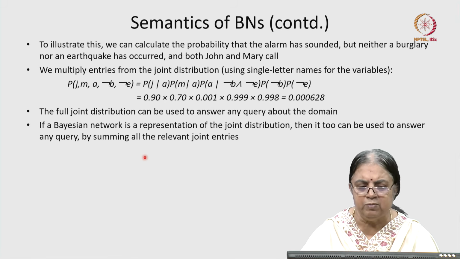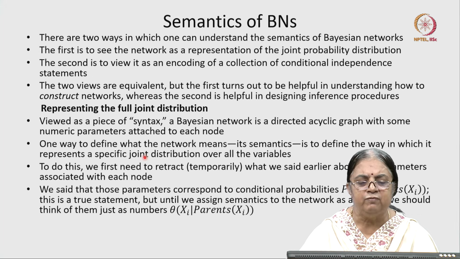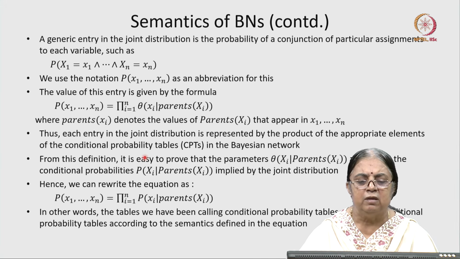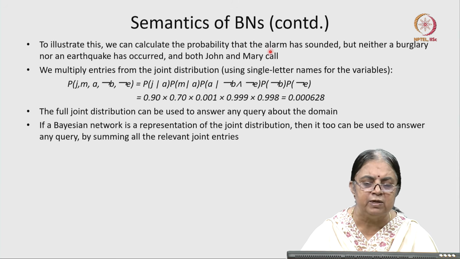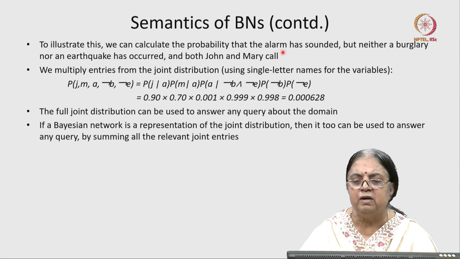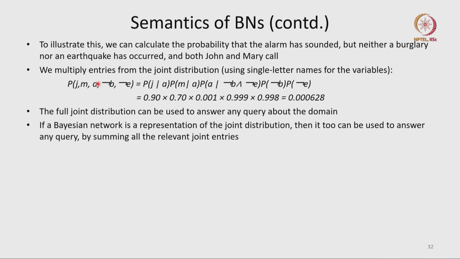So, how do we find any probability that we want using this Bayesian network that we are talking about? Suppose we want to calculate the probability that the alarm has sounded, but neither a burglary nor an earthquake has occurred, and both John and Mary call. So, what do we want? We want the probability of John calls, Mary calls, alarm, not B and not E. So, how do we find this?